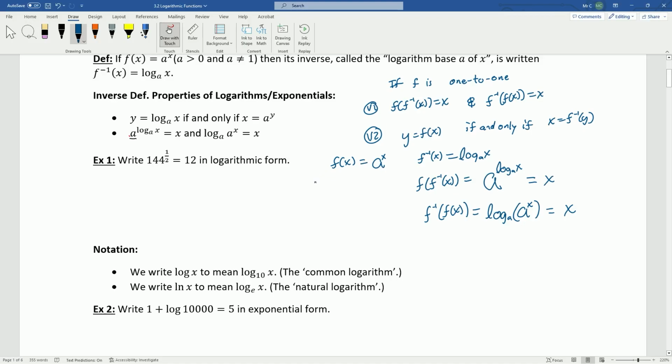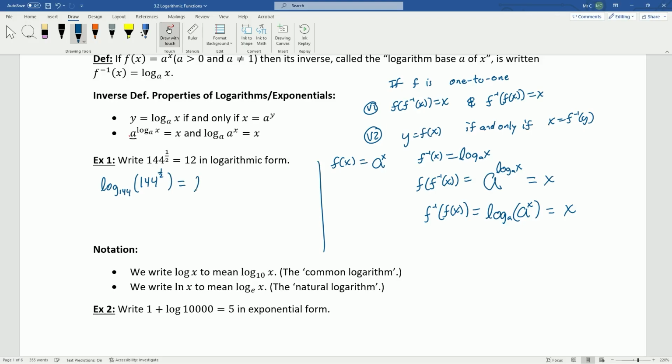So example number 1 here. Write 144 to the 1/2 power equals 12 in logarithmic form. In other words, I want to get rid of exponents here and just write this as logarithms. And there's two ways we can do this. Either one is really just applying one of these two definitions. We can think of applying the first definition by switching inputs and outputs, or we can apply the second definition by taking log base 144 of both sides of the equation.